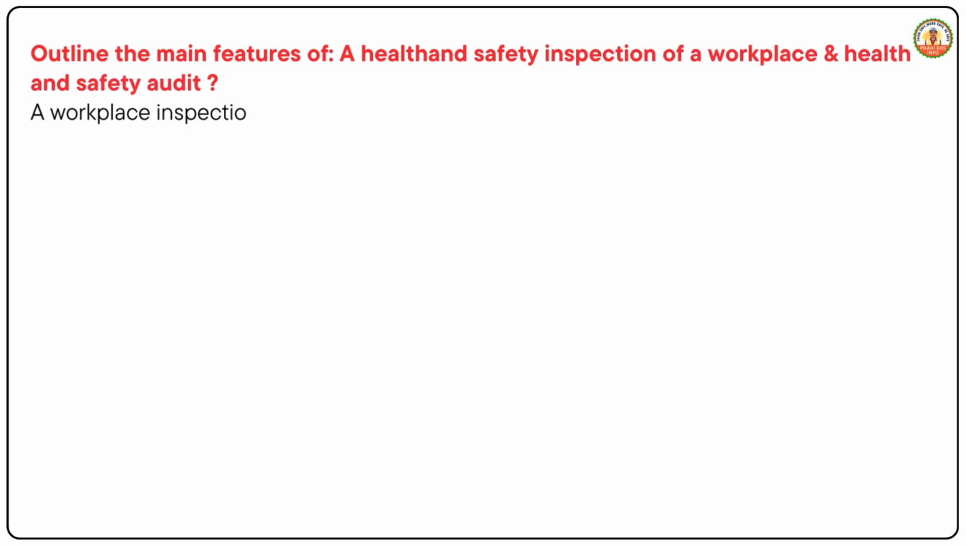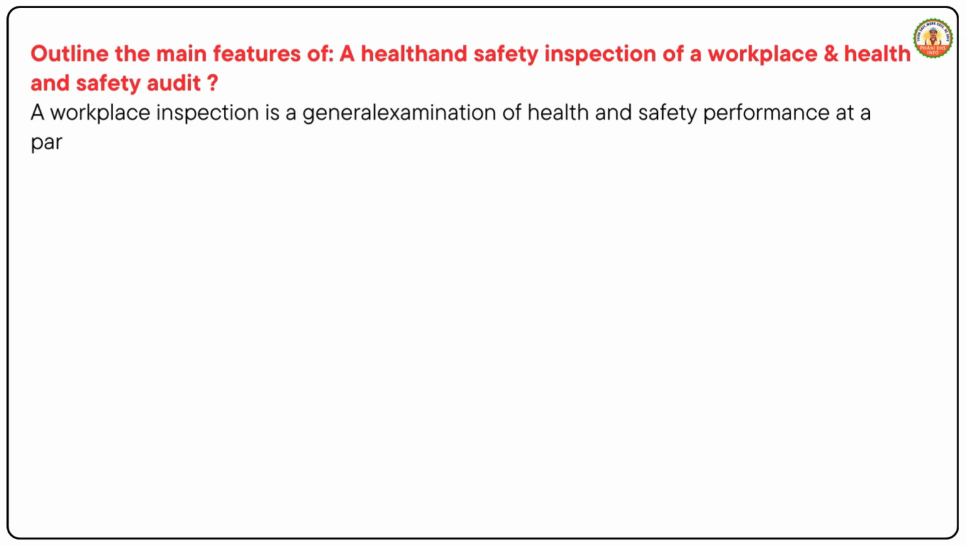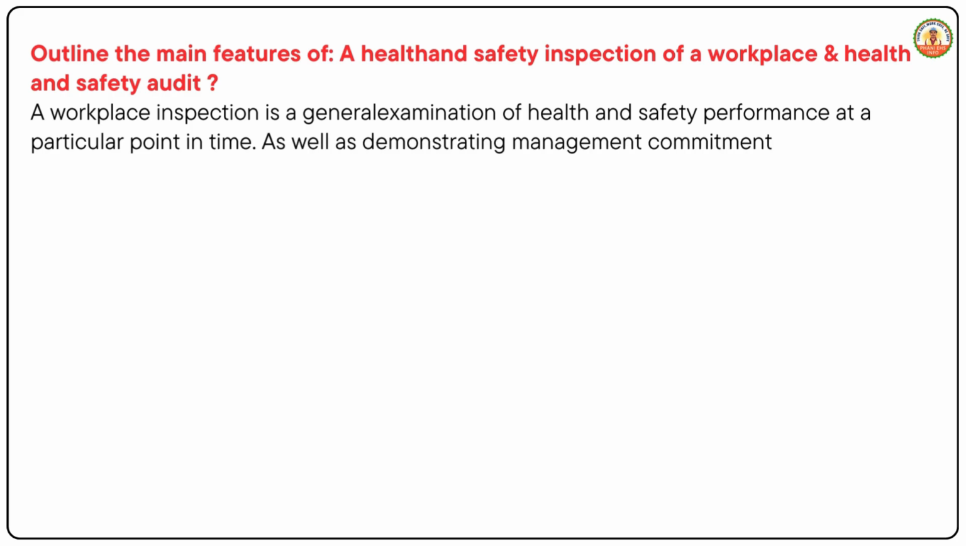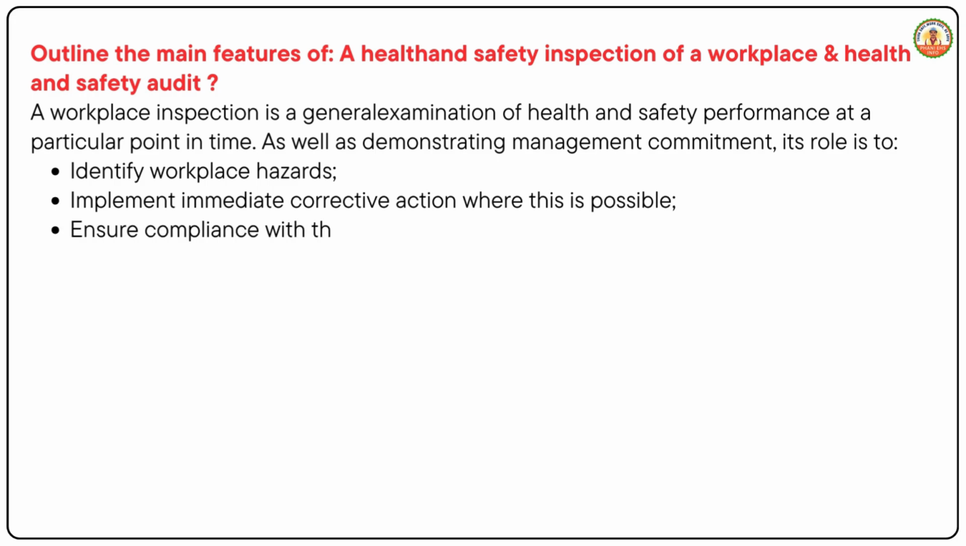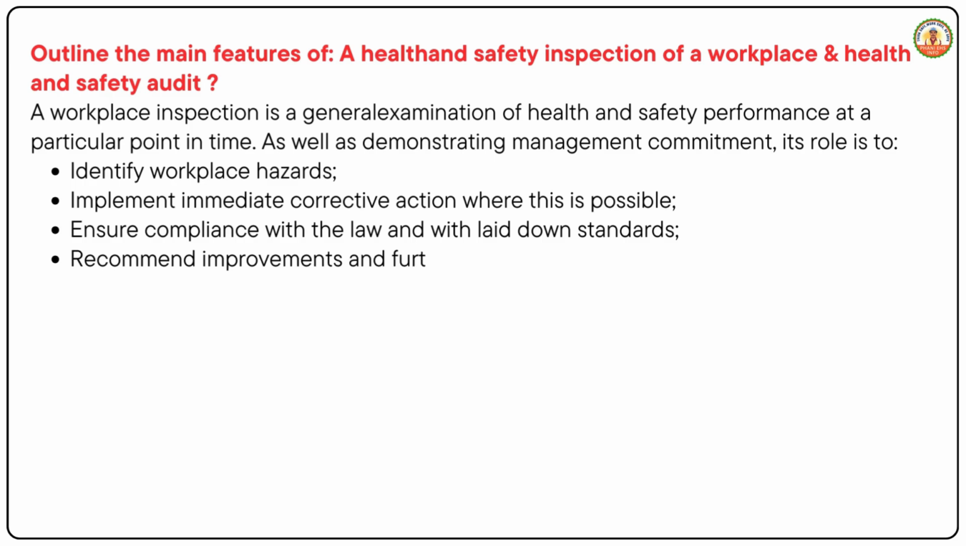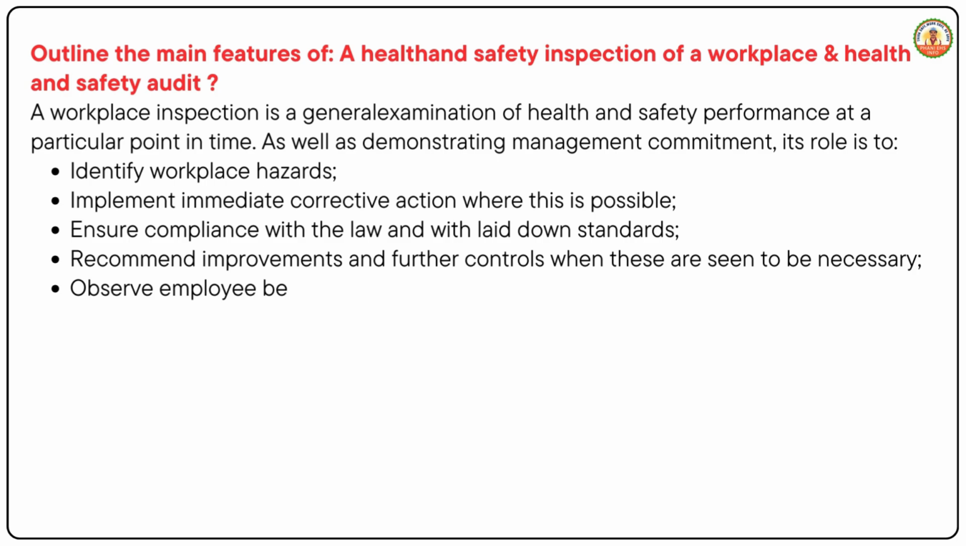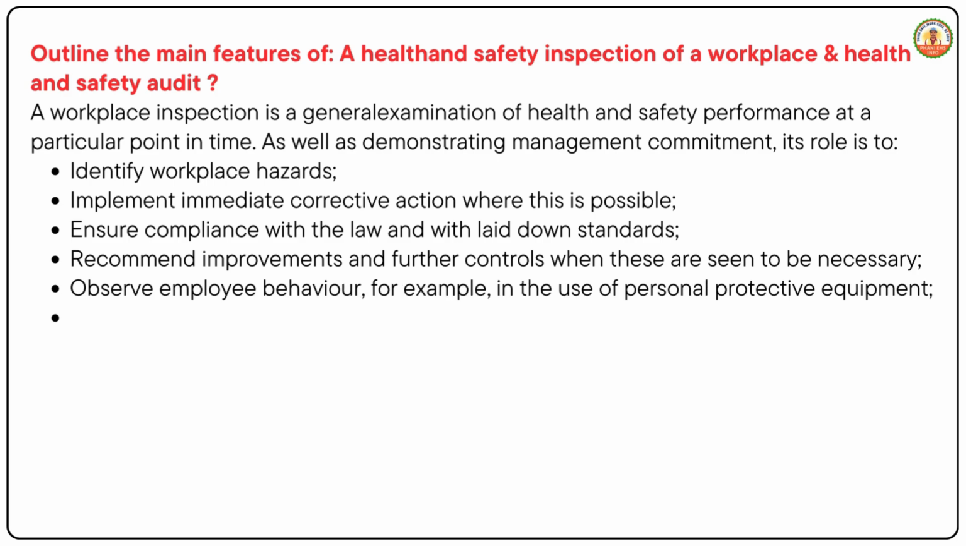A workplace inspection is a general examination of health and safety performance at a particular point in time. As well as demonstrating management commitment, its role is to identify workplace hazards. Implement immediate corrective action where this is possible. Ensure compliance with the law and with laid down standards. Recommend improvements and further controls when these are seen to be necessary. Observe employee behavior, for example, in the use of personal protective equipment.